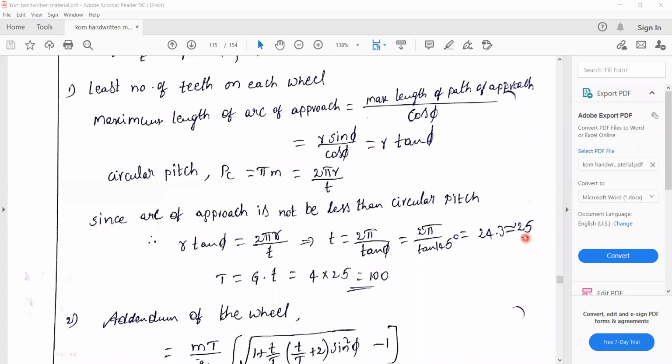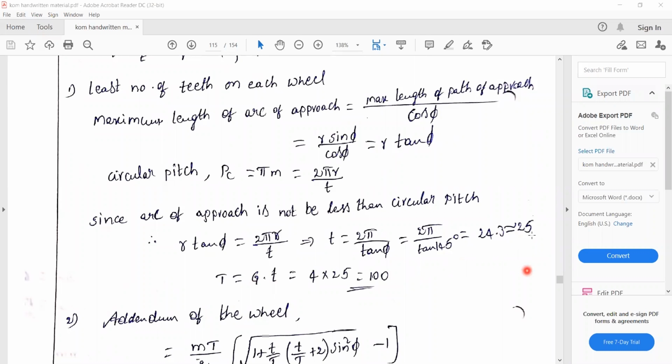The number of teeth is never specified with decimal points, so we cannot say 24.5 teeth. That value directly has to be taken as a whole number. So 24 point something becomes 25, because when we talk about the number of teeth, the value has to be a whole number only.